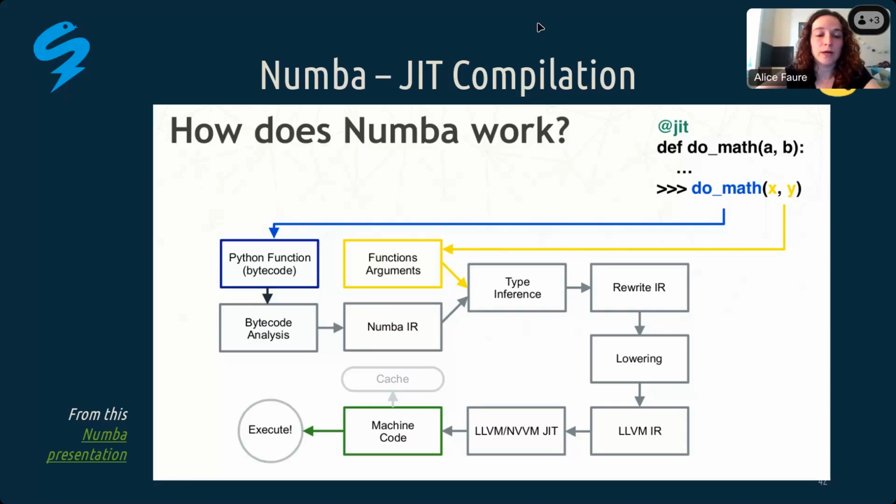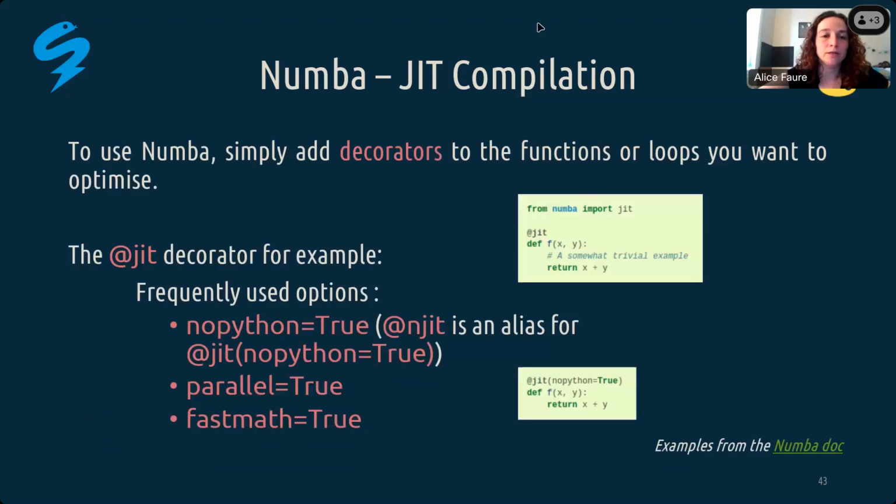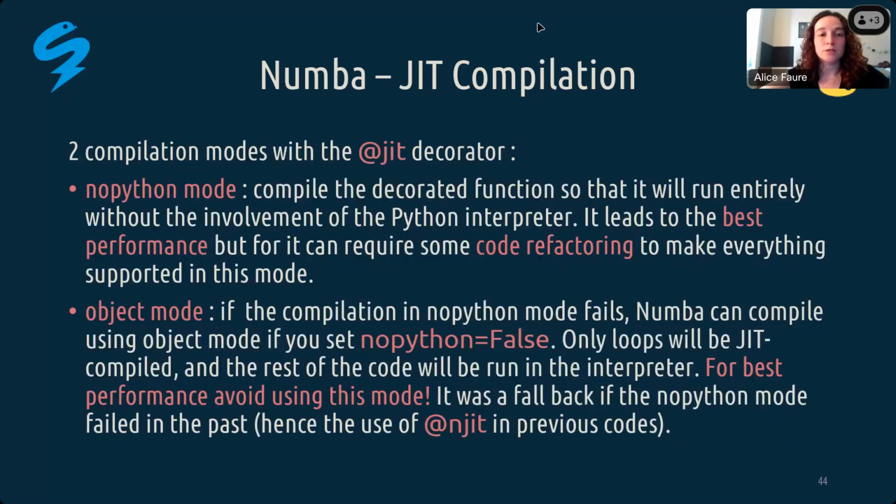When you compile a function with Numba, the first use will be very slow because you have to include the time of compilation and putting into cache. But then the subsequent uses will be much faster because they will use the machine code that is cached. To JIT compile, you just have to add decorators to the functions or the loops that you want to optimize. And there are some useful options that we put here. For example, the nopython option is commonly used, and we'll see afterwards what it means. And you can also use the parallel=True or the fastmath=True options to further speed up your code.